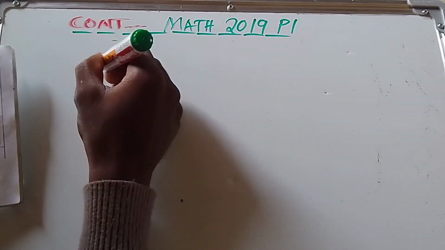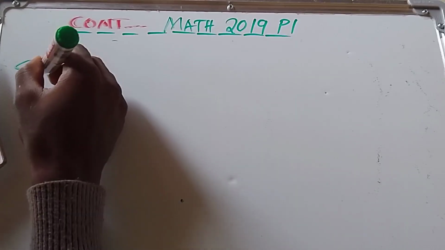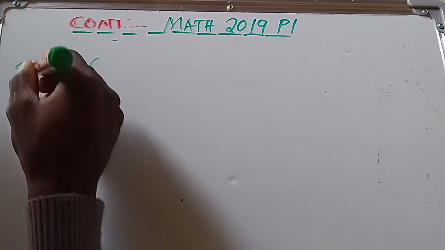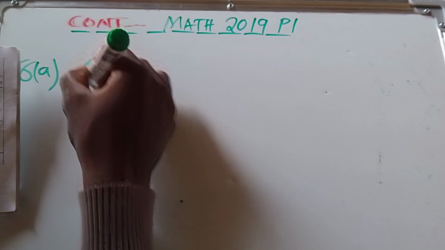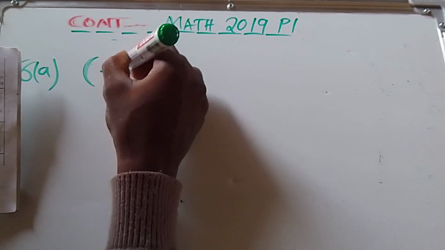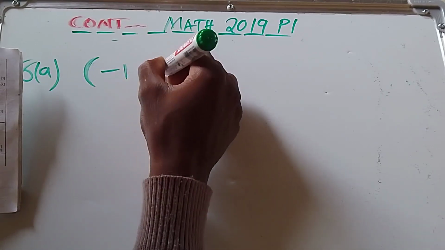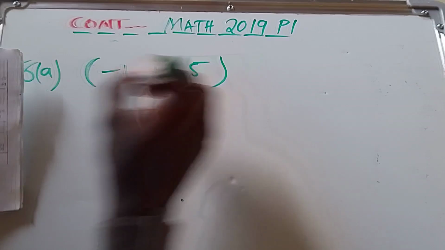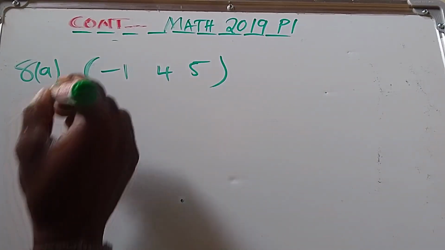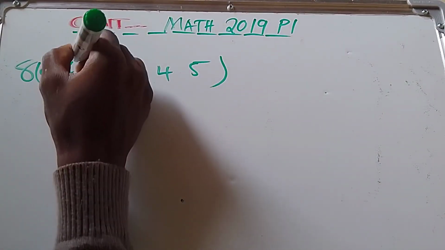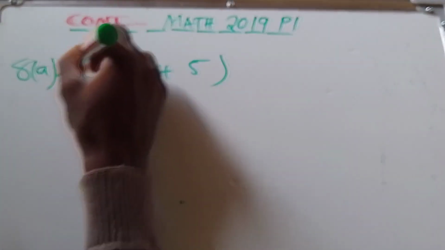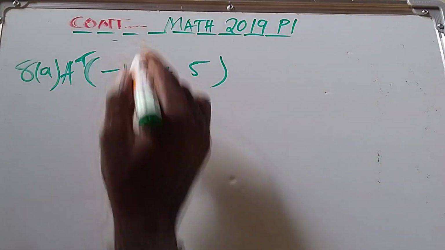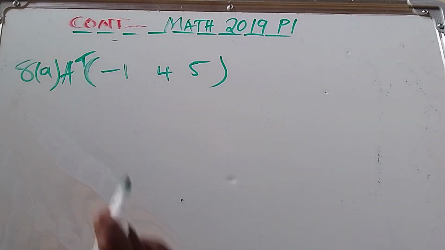So this is question 8. For question 8a, we have the transpose -1, 4, and 5. When they say transpose, they are simply meaning this. So this is the transpose.